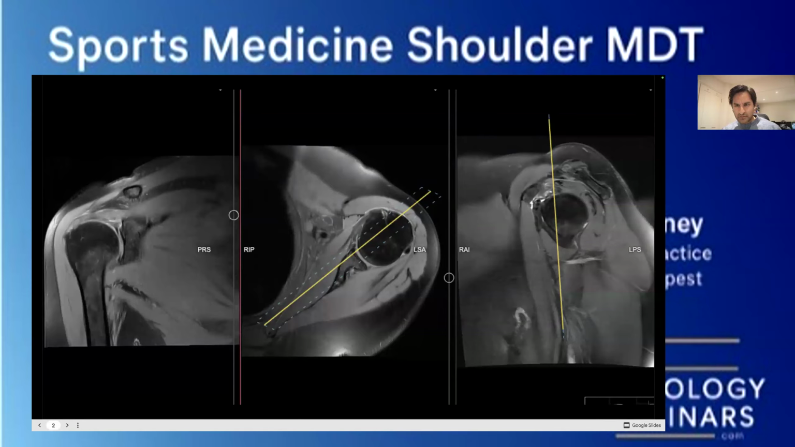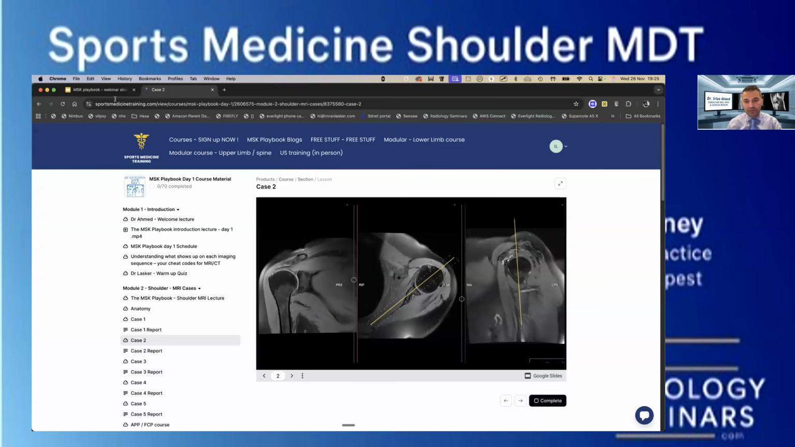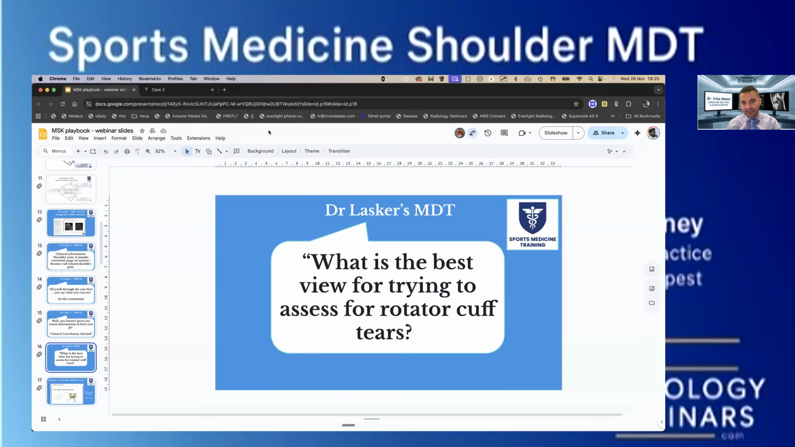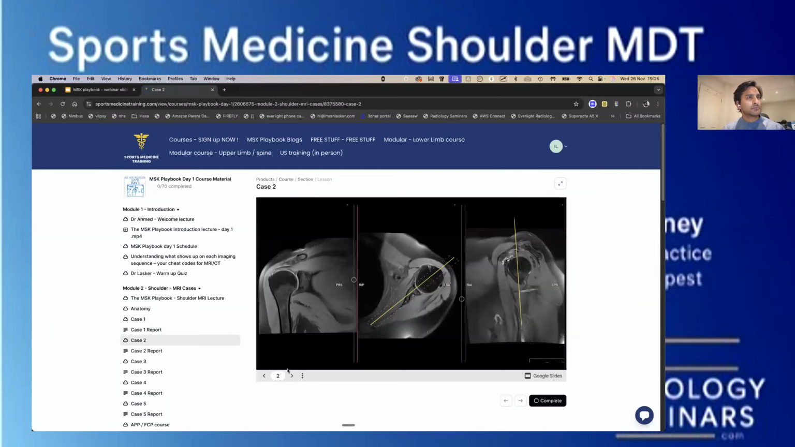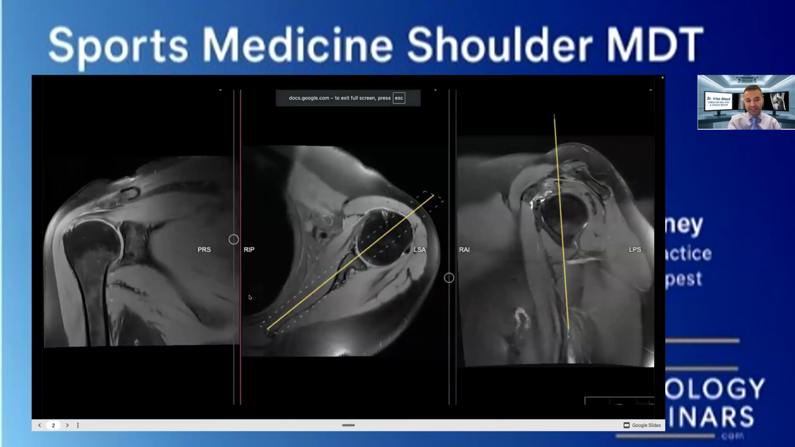Was there any other questions? Perfect. So I've got another question for you as well, Imran. What are the common pitfalls when trying to report on rotator cuff tears? Now, you mentioned a little about magic angle. Do you mind telling us a little bit about that? Because it can often be a pitfall and people start to overcall things on a scan. Do you mind just explaining that?